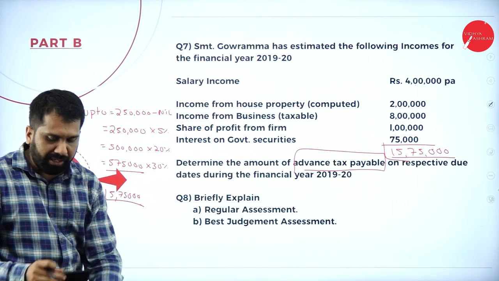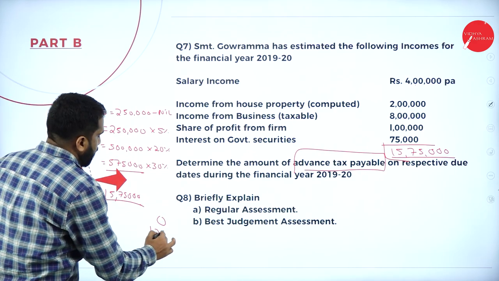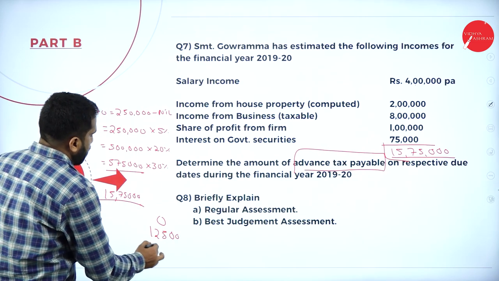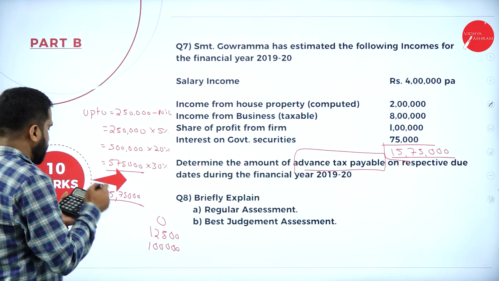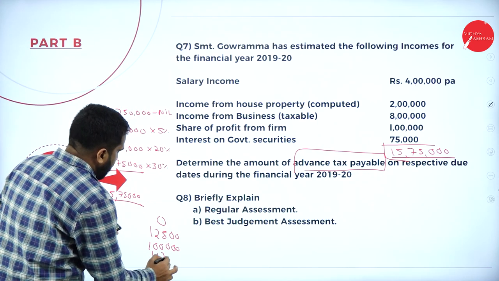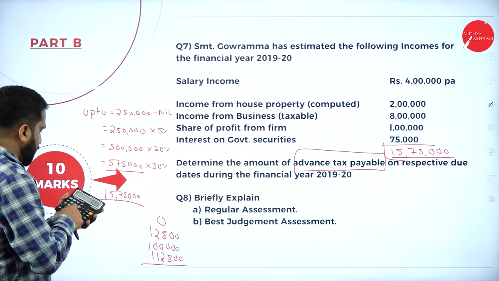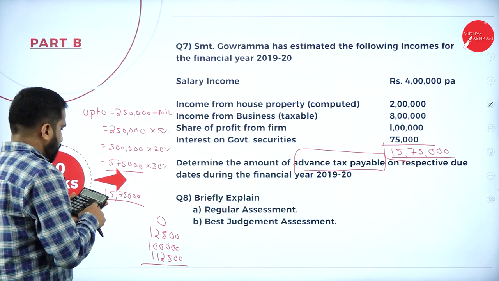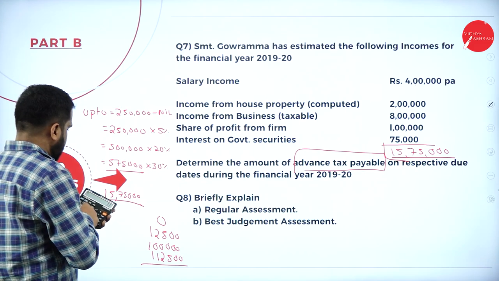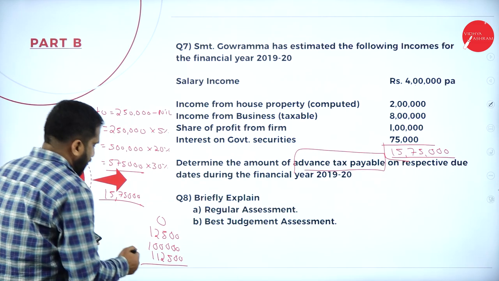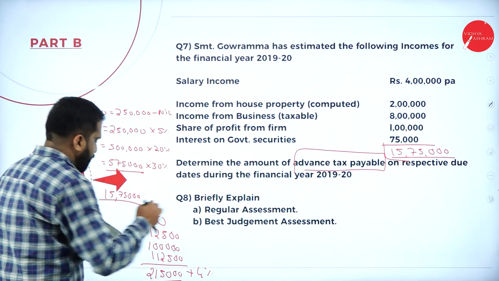So calculate, and what is the answer? First one is nil, zero. Second one, 12,500. Third one, 1 lakh. Fourth one, 5 lakh 75,000 into 30%, so it will be 1,12,500. Add everything: 12,500 plus 1 lakh plus 1,12,500, it will be 2,25,000. Add 4% education cess.